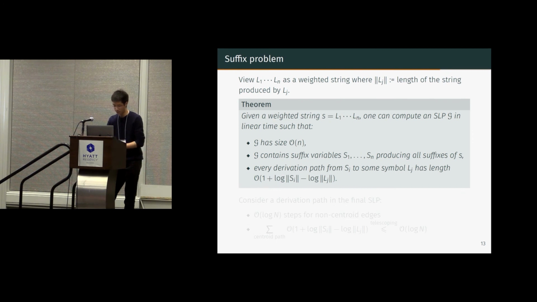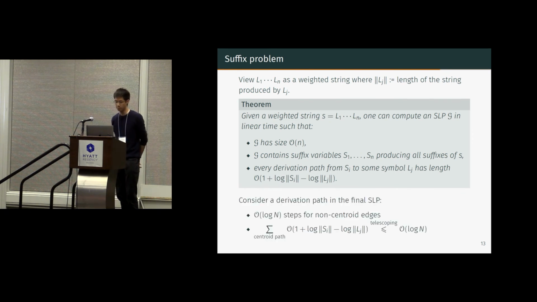So why does it help us? Well, if we now consider a derivation path in the final SLP, then it consists of these log n steps, which are contributed by the non-centroid edges, like if we jump from one centroid path to another. And now if we count the number of steps that we take on the centroid paths, we get a sum over all these terms, 1 plus log si minus log lj. And because this is a telescoping sum, because the lj's are always bigger than the next si's, all these terms cancel out, and in the end we get magically this log n number.